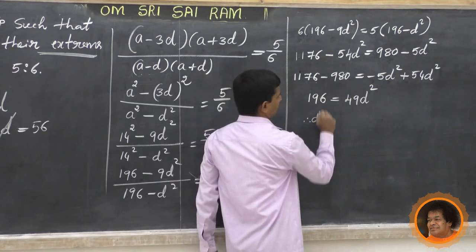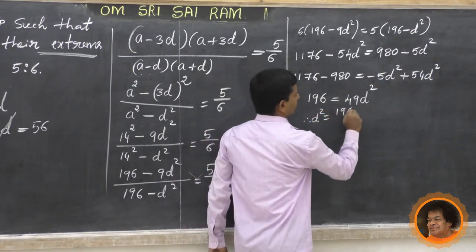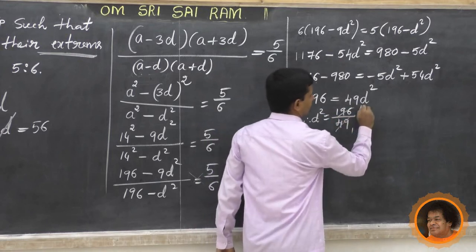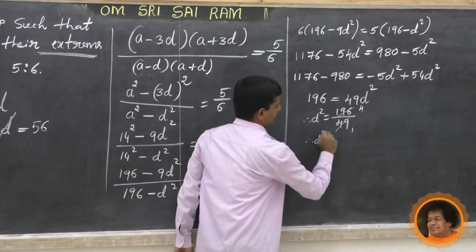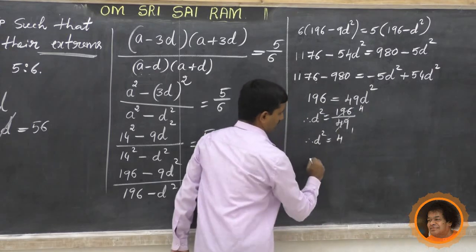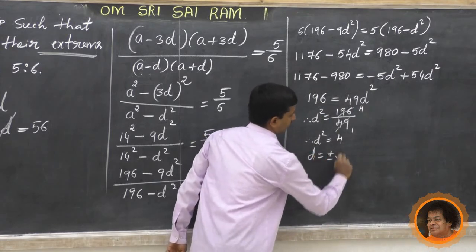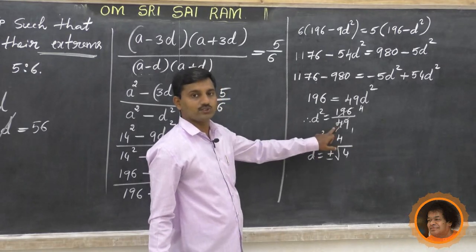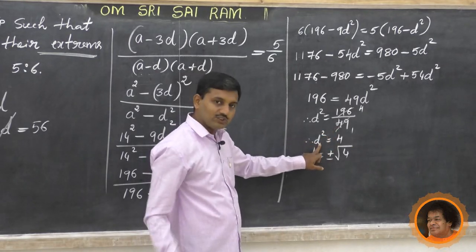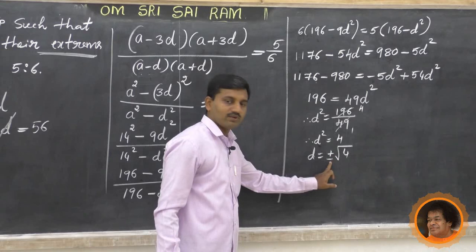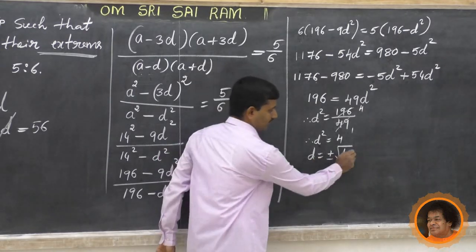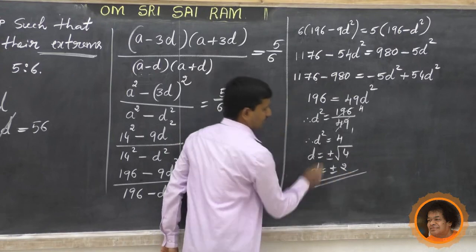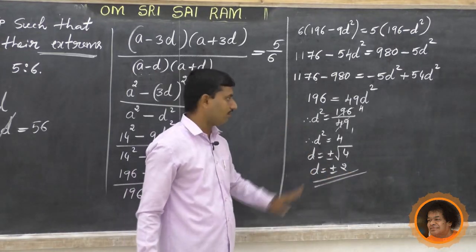Therefore d² equal to 196 divided by 49. 49 fours are 196, so d² equal to 4. What is the value of d? d equal to plus or minus 2, because here the highest power is 2, which means it has two roots, one with a plus sign and another with a minus sign. So this is the value of d, the common difference.